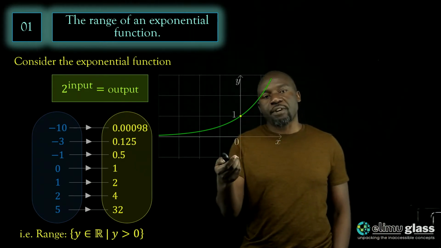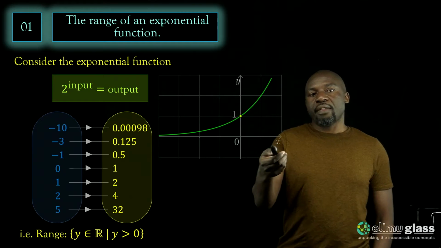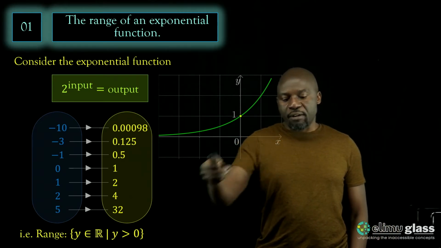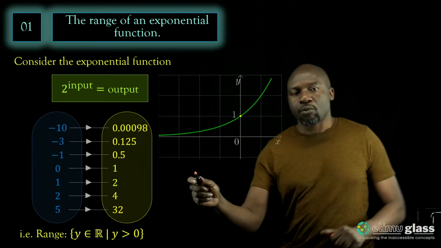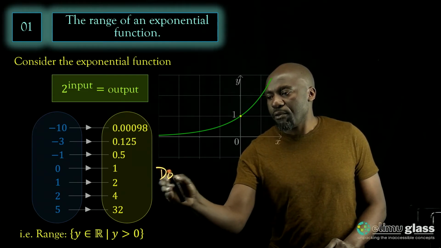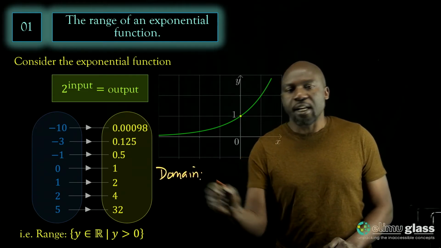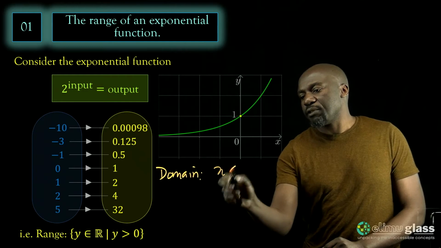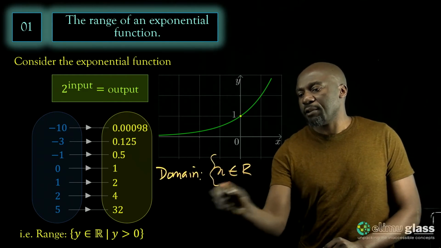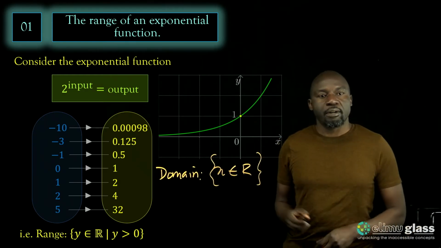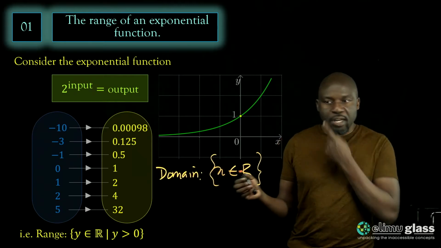So for an exponential function, we can immediately say that the domain is all real values. I can write that down. So we can say that the domain for an exponential function is x values, all real. That's it. All right. There is no other option.